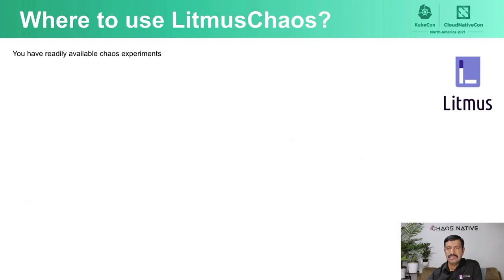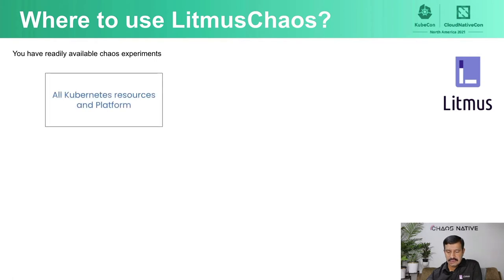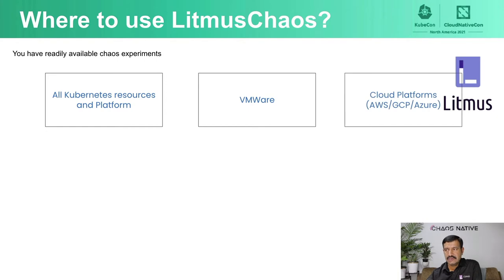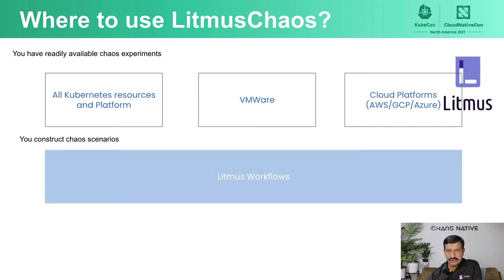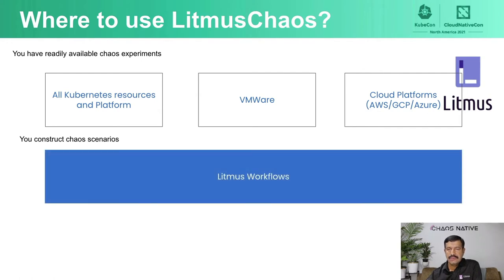So where do you use Litmus? Litmus, first of all, has readily available chaos experiments to a large extent, for both Kubernetes as well as non-Kubernetes, such as VMware and other cloud platforms. So you just need to create chaos scenarios. You don't need to start from writing chaos experiments for the basic scenarios. So what you would be doing is constructing these chaos scenarios called Litmus workflows.